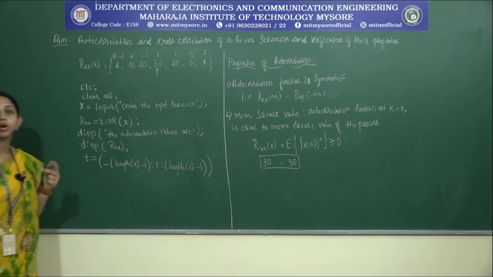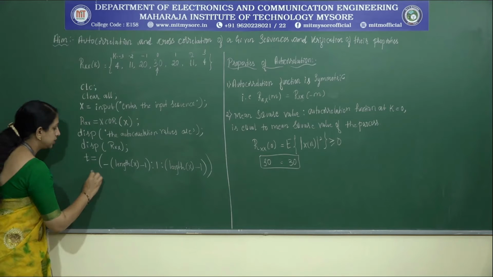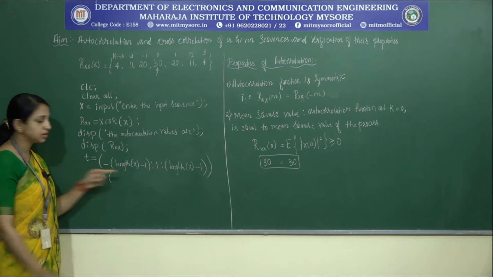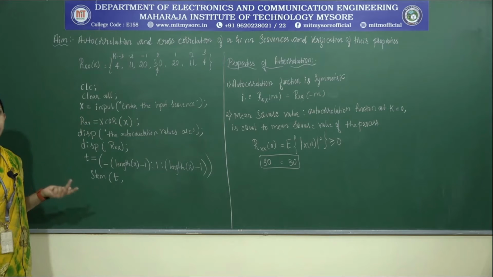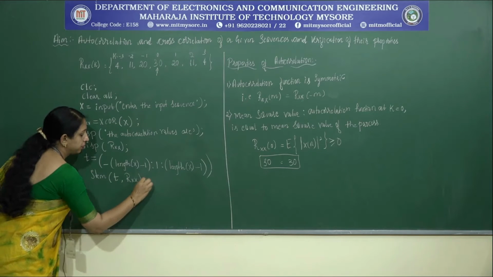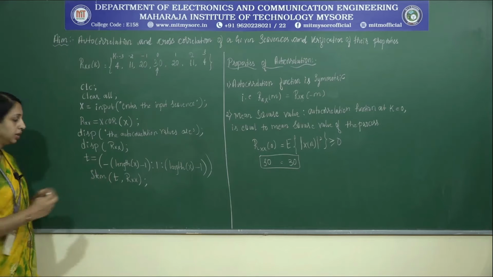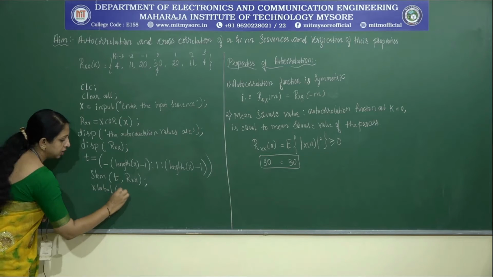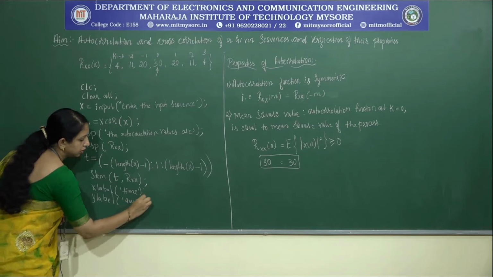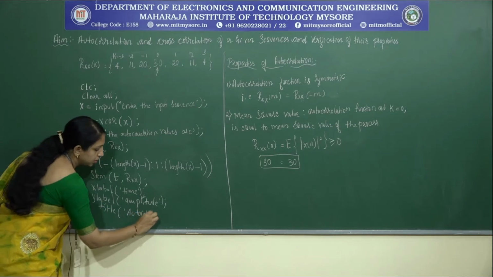After this you need to plot it on the figure window. Since it is a discrete value, I'll use stem of. As you all know, the first parameter should be the x-axis parameter, t. Then the next value should be the y-axis parameter, which is the amplitude of it, rxx. So this completes the plotting of the autocorrelation output. With that, you can give here xlabel as time, ylabel as amplitude, and the title as autocorrelation.